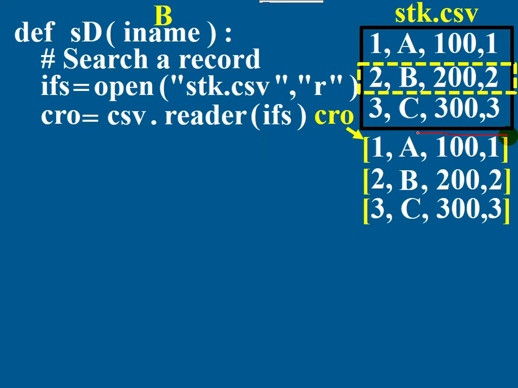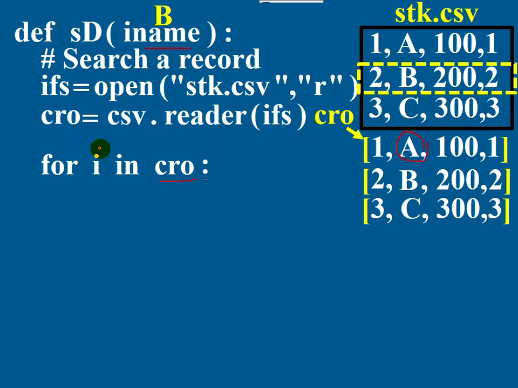So this is the reader object. Reader object contains all the rows of the CSV file. Each and every row is maintained as a list, and variable cro points to this CSV reader object. Now, how do you get each and every element of the CSV reader object? You can write the code like this. For i in cro, you get each and every element of the CSV reader object cro. Now, if the item name equal to iname, meaning that is the record to be searched.